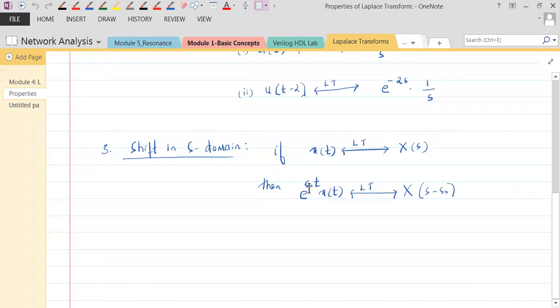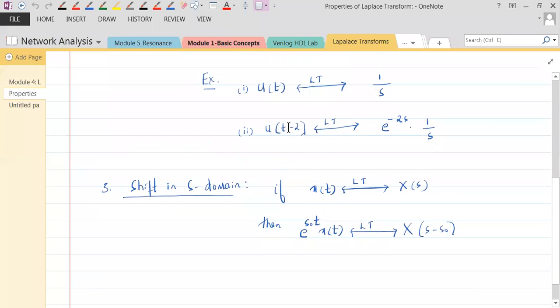Everybody's okay with this? Now we shall see more such properties. These three properties we had seen. Now we shall see more such properties so that it would help us in solving the complex problems. Complex problems means if there are combinations of basic signals, these properties would help us in getting the transforms in an easier way. Understand that?